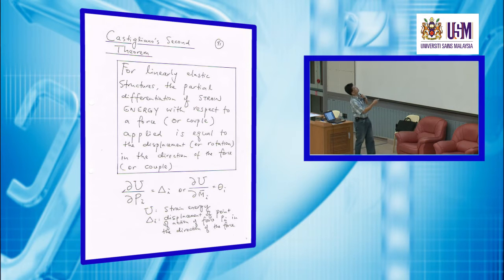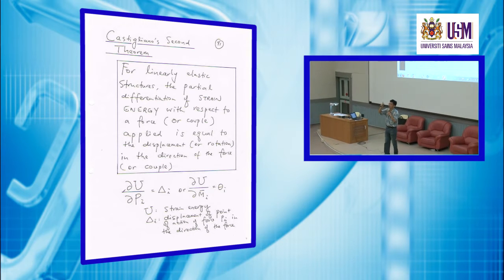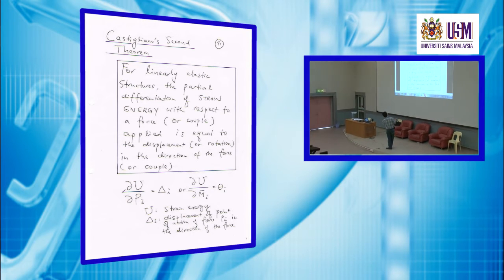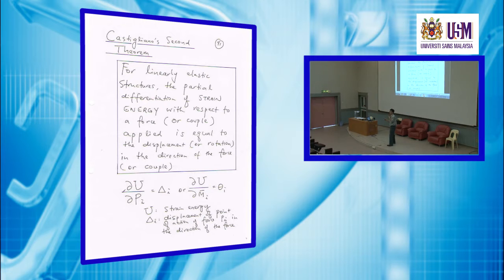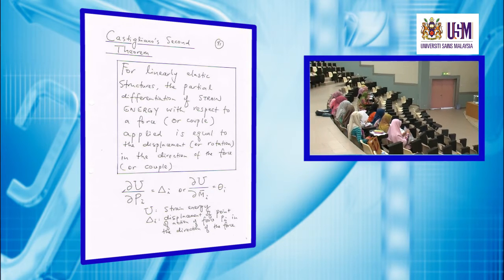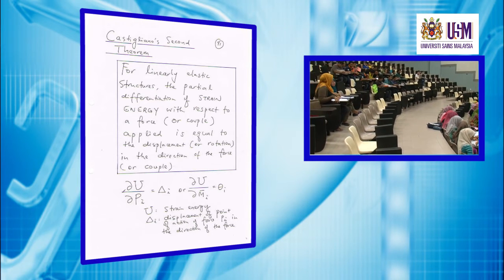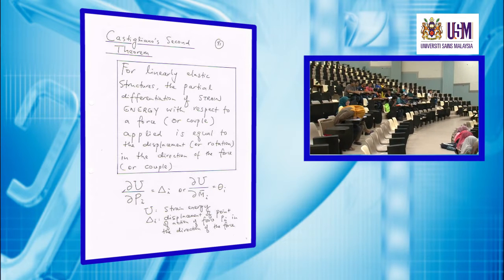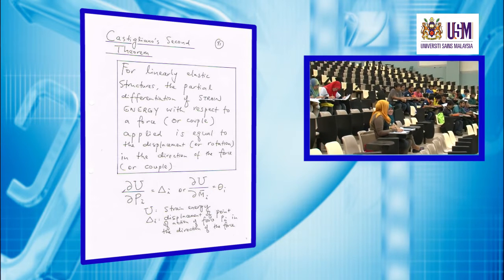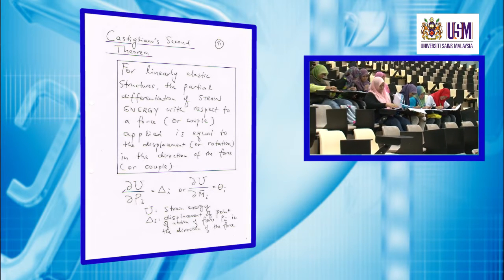You can read from here, for linearly elastic structures, you need to do partial differentiation of strain energy. You differentiate strain energy with respect to what? To a force or a moment? If you differentiate with respect to a force, then you get displacement. If you differentiate with respect to an applied moment, then you get rotations. So that is the definition.